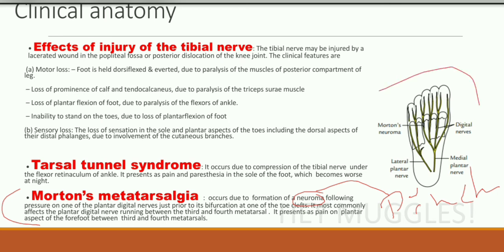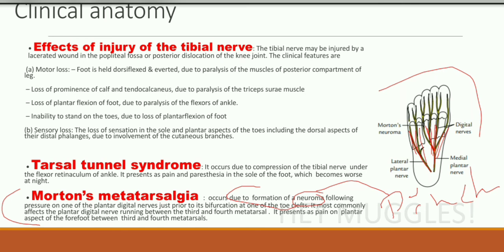As you can see in this picture, this is the medial plantar nerve and the lateral plantar nerve, the terminal branches of the tibial nerve, going to supply the skin of the sole of the foot and the muscles of the sole, right? Here the medial plantar nerve is dividing into digital plantar nerves. The lateral plantar nerve as well is giving digital plantar nerves. So what happens? There is formation of a neuroma, that is pinching of the nerve, because of pressure on one of these plantar digital nerves, right?